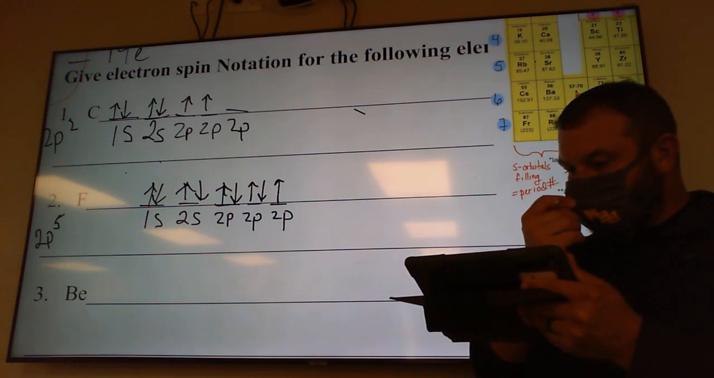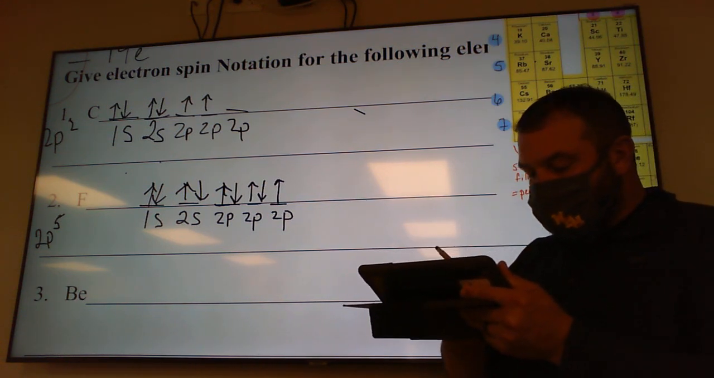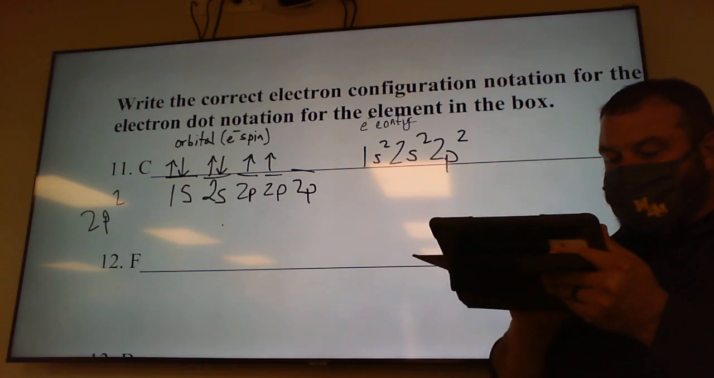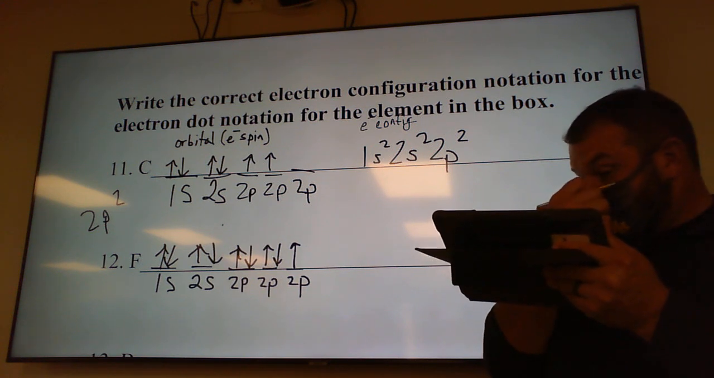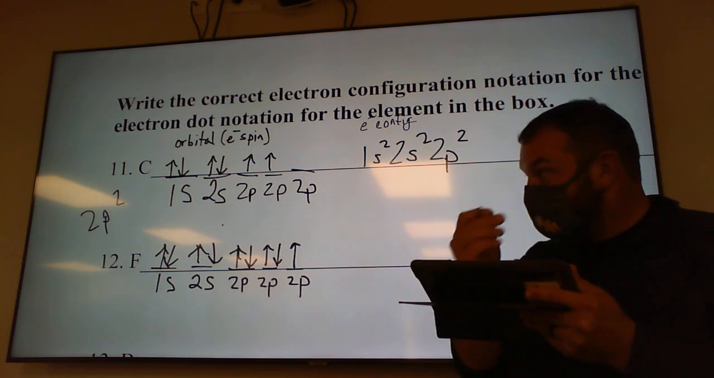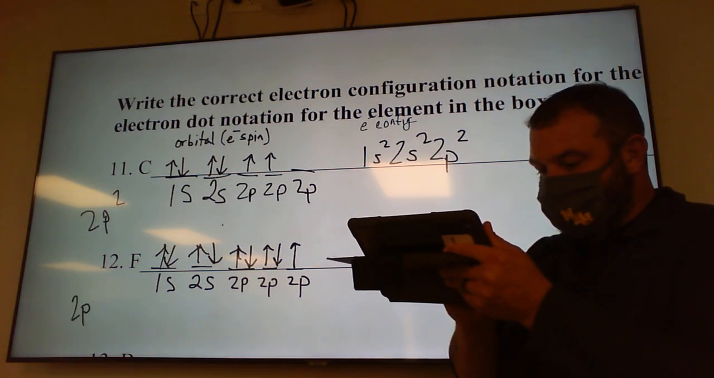Fluorine. I'm going to go ahead and copy fluorine down. And I'm only showing you the electron configuration notation because I think it makes it easier for kids to understand why I'm doing this. Okay? So fluorine, I know, ends in 2p5.